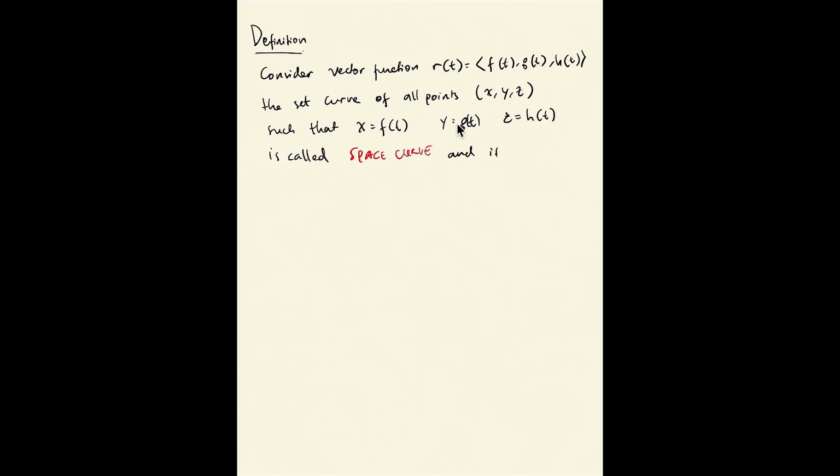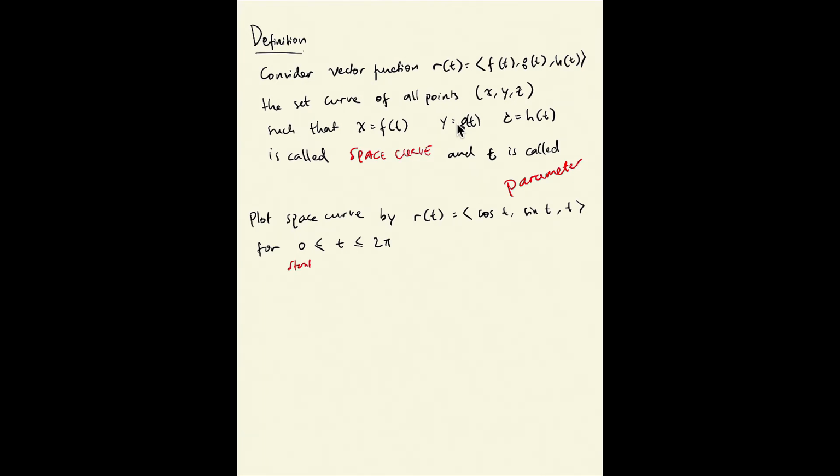And t is called the parameter. Okay, I hope you still remember from previous parametric equations and vectors. So if we need to plot this space curve by the function cosine t, sine t, and t, the same as previous, but we will set t as 0 until 2 pi. So this is our starting point and this is our end point.